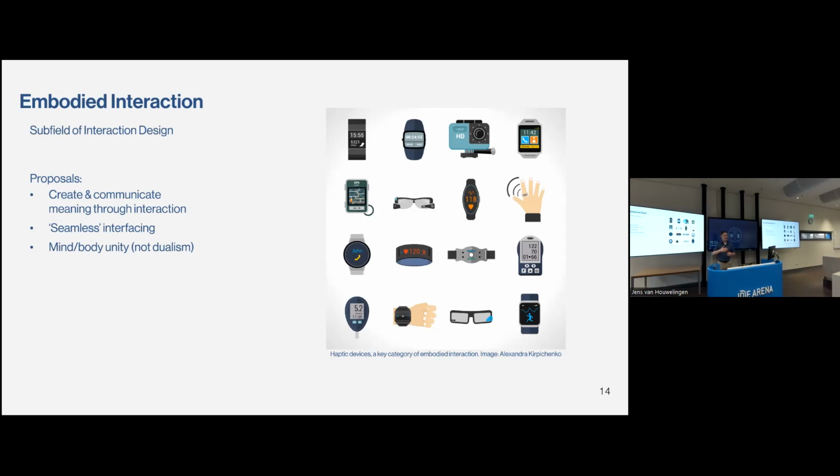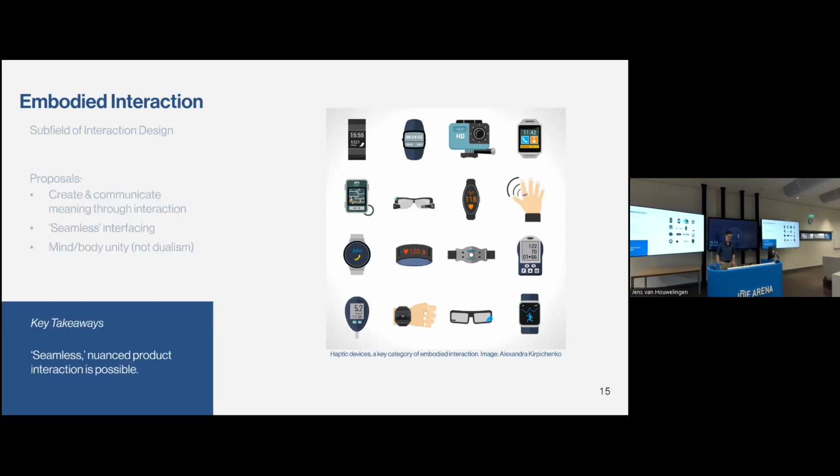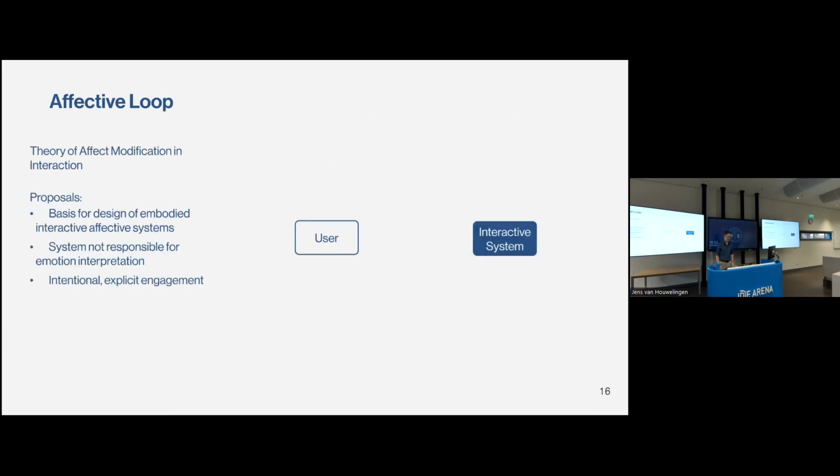And the products that come out of embodied interaction design are often haptic things, wearable devices, these things that we interface with. And the key takeaway here is that because we take this view of embodied interaction and the nuance there, we can try and make these cool, seamless, implicit designs, where if we had a separate view, that would be much harder. The one key theory within embodied interaction, going one level deeper, is called the affective loop. So it's an idea that through interaction, you can modify your affect, which is the goal of this project. And it's basically a basis for design.